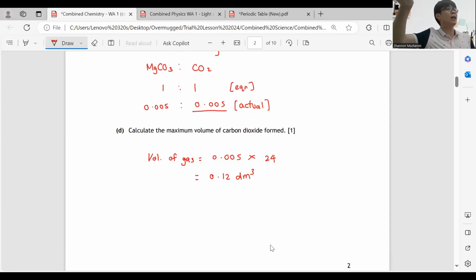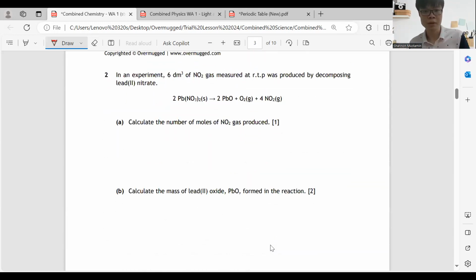Okay, so this is an example whereby the question breaks everything down into many steps for you. Okay, now this is your starting point. Mole question, right? So calculate mole first up. Which formula allows you to calculate the mole of gas? If you are given in dm cube, you divide by 24. If you are given cm cube, you divide by 24,000. This is 0.25.